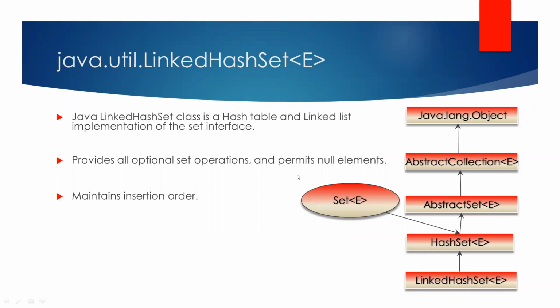The Java LinkedHashSet class is a hash table and linked list implementation of the Set interface. It provides all optional set operations and permits null elements. You can add the null element into the LinkedHashSet, and it maintains insertion order. Okay, so in LinkedHashSet, it maintains the insertion order.